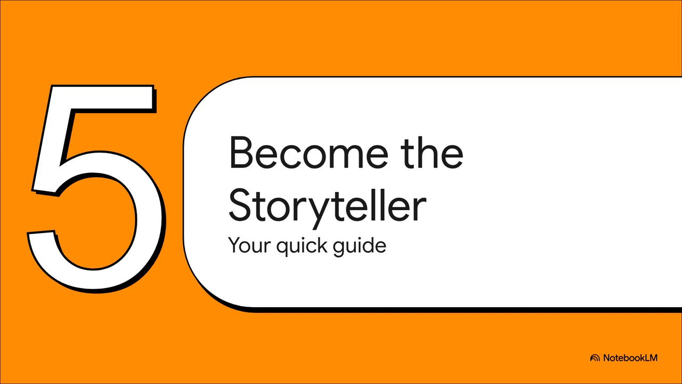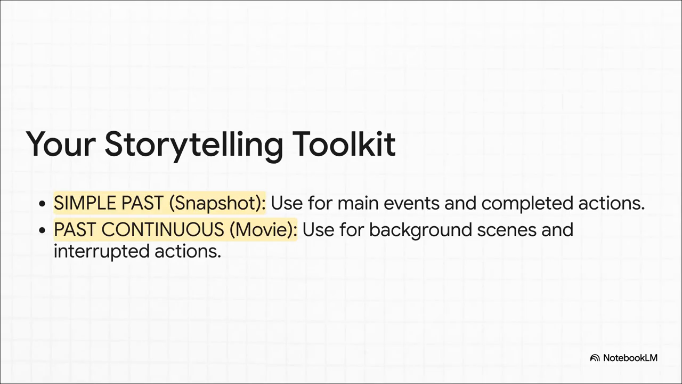So let's put these tools right in your hands. All right, here it is, your official storytelling toolkit. Use the simple past, your snapshot, for the main events, the plot points, the punchline. This happened, then this happened. But use your past continuous, the movie camera, to set the mood, to describe the background, and to show what was happening when your main event came crashing in.